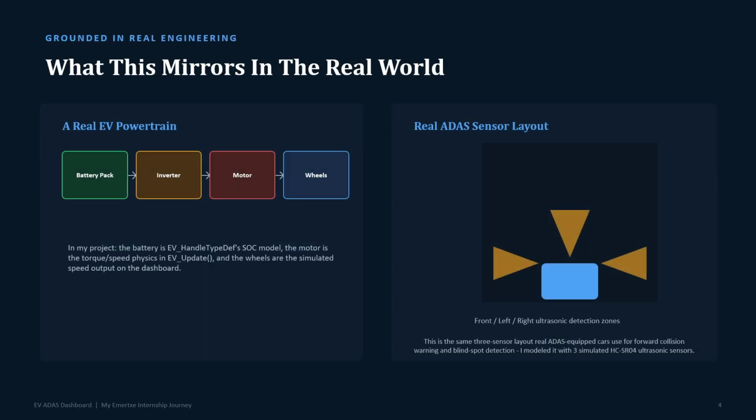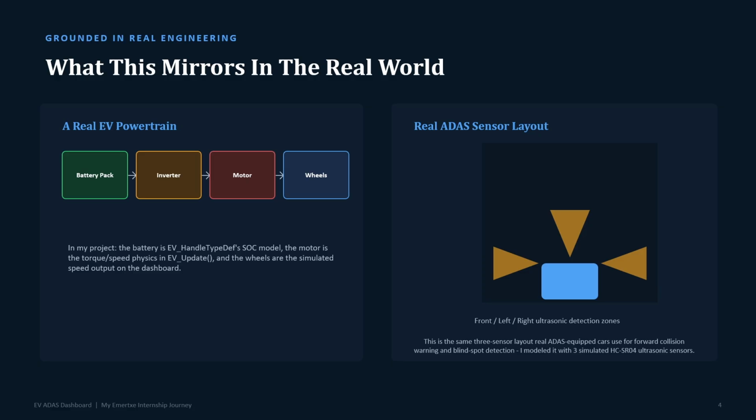Now let's look at how this project relates to a real automotive system. Even though everything here is simulated, I want the overall design to resemble a real embedded EV's architecture. On the left side of the slide, we can see a simplified EV powertrain consisting of the battery pack, inverter, and the motor wheels. In my project, these are represented through the EV dynamics model where vehicle speed, motor torque, battery state of charge, regenerative braking, and remaining driving range are calculated continuously.